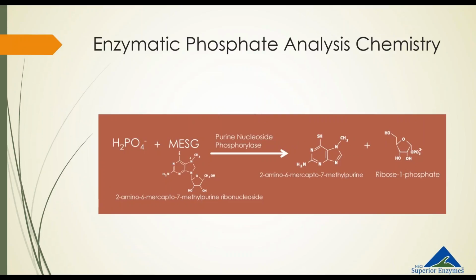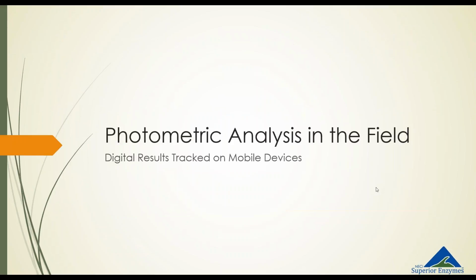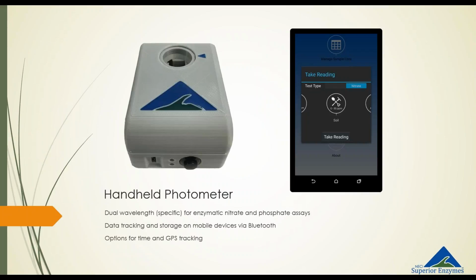Again, here's the chemistry of the phosphate method. This method's been used in medical analysis for quite a while, and we just adapted it for agricultural type samples. So if you're in the field, you will need to use a photometer to get the phosphate results, and for nitrate you'll obtain digital results instead of analyzing them visually.